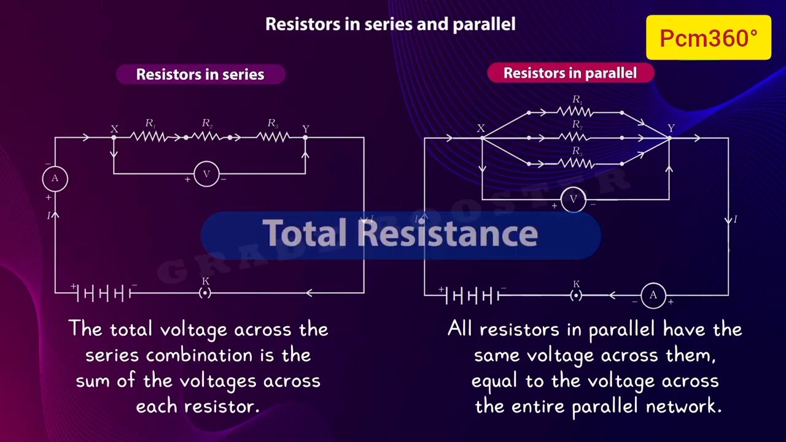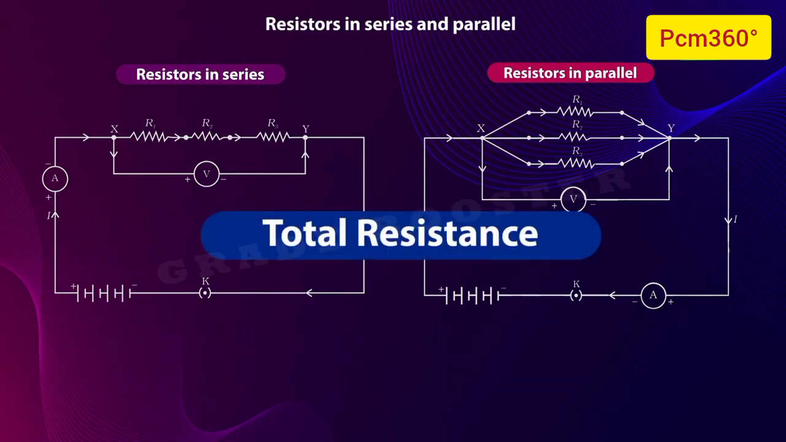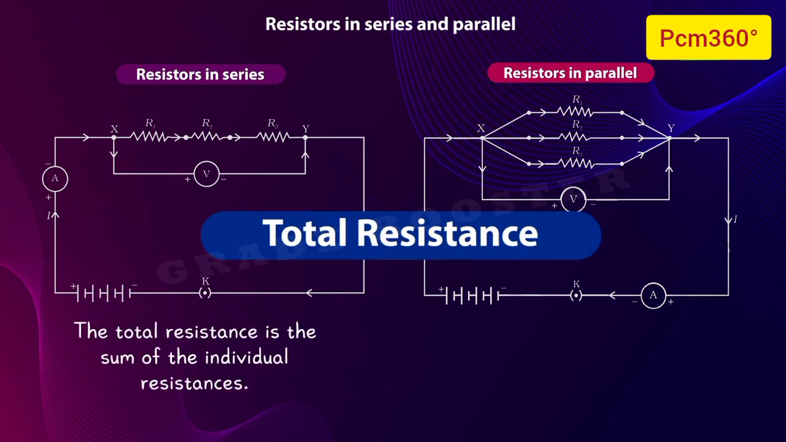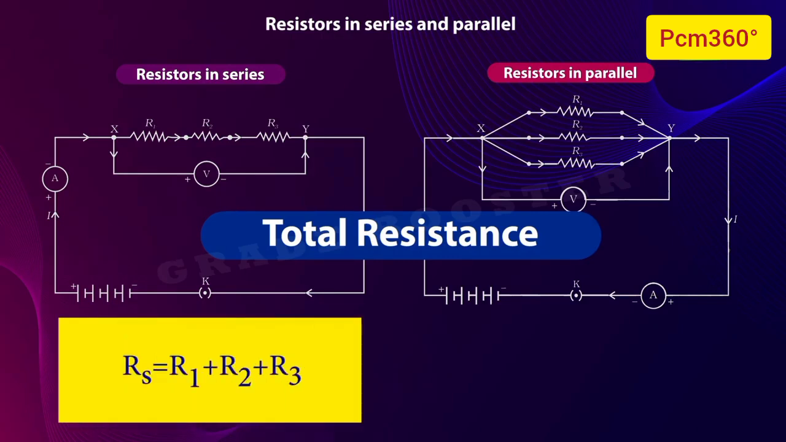Total resistance. In series, the total resistance is the sum of the individual resistances. Rs = R1 + R2 + R3. The total resistance increases as more resistors are added in series.